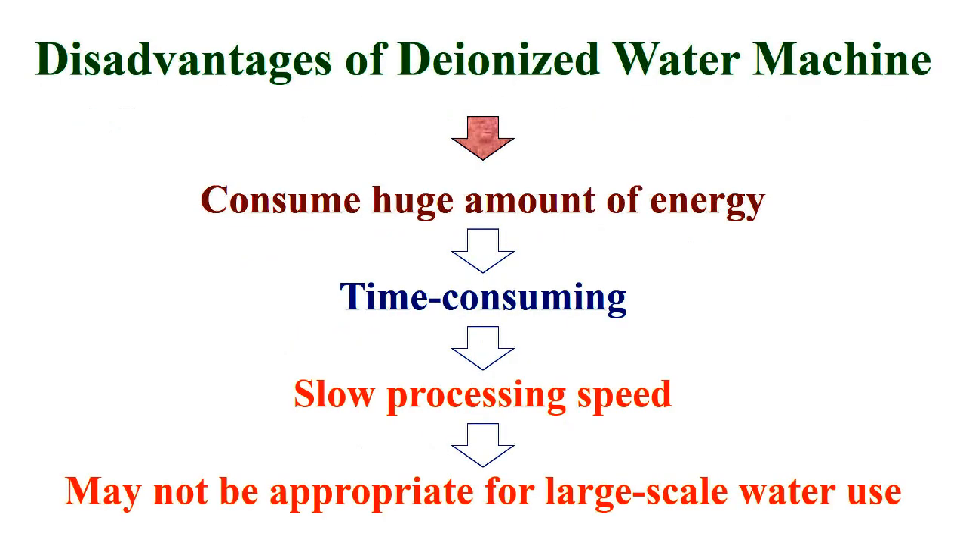On the other hand, the deionized water machine consumes a huge amount of energy and is time consuming due to its slow processing speed, which may not be appropriate for large-scale water use.